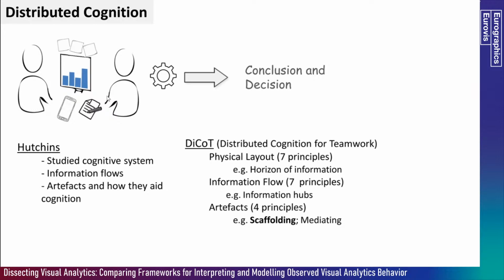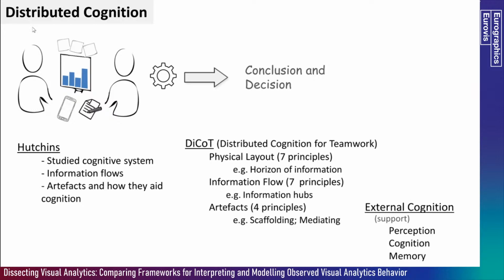Turning to our data, paying attention to these essentially themes from DC and DiCoT seemed useful. Most importantly, the artifact angle seemed perfectly suited to describe how Tableau supported cognition. Now, DC and DiCoT's principles relating to artifacts were slightly vague, so we also referred to literature on external cognition, which is a whole area on how cognition, perception, and memory can be extended by external props. And this led to quite insightful observations.